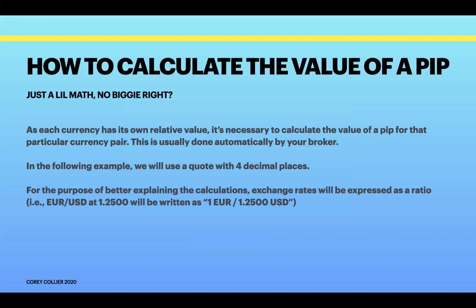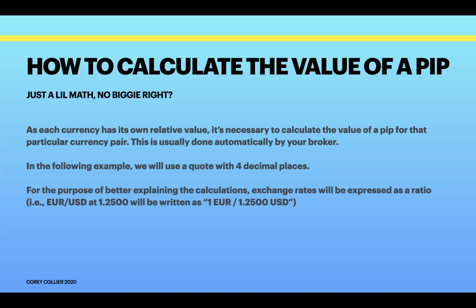Now, this stuff right here isn't necessarily anything that you guys have to manually do. It's automatically done for you by your broker, but it's good to know the difference between the value of the pips because they're not all the same. The value of 1 pip is not going to be the same across all the trade instruments you're able to trade. It's all relative to its own value. And again, the broker is usually doing this for you. In the following example, we'll use a quote with 4 decimal places. And for the purpose of better explaining the calculations, we've got the exchange rates expressed as a ratio.